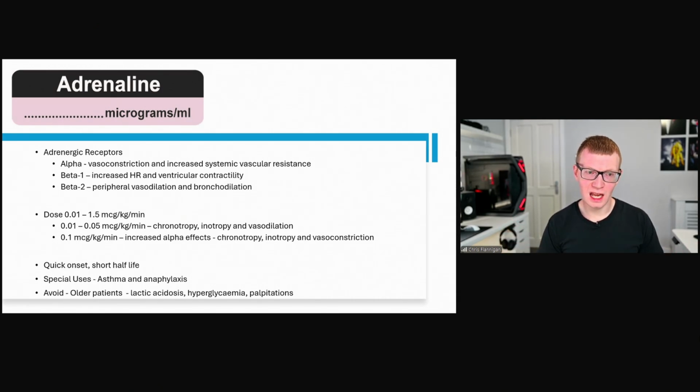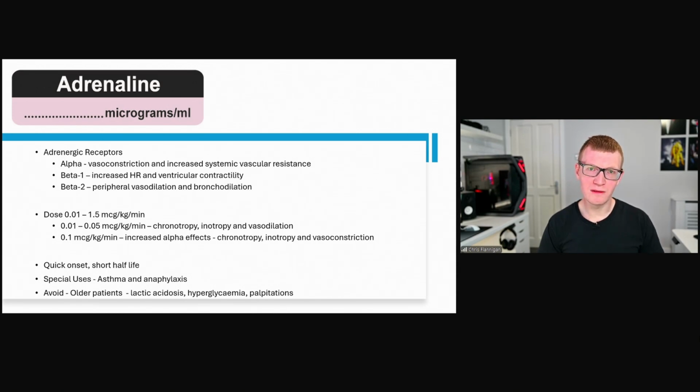And don't forget, due to its beta-2 receptor effects, adrenaline will cause bronchodilation. So if we do have a difficult to manage asthmatic, putting them on an adrenaline infusion for that is actually quite helpful. In terms of the dosing range, it will vary depending on the regime you look at, but it's somewhere between 0.01 and 1.5 mics per kilo per minute.